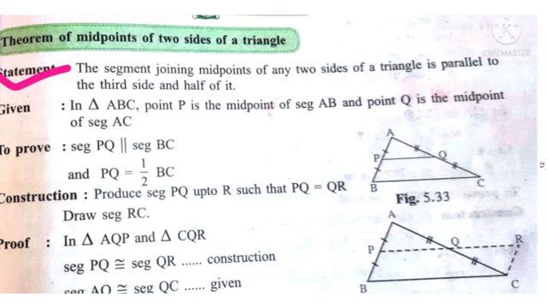The segment joining midpoints, see here, P is midpoint of AB and Q is midpoint of AC, and the segment joining is PQ. This segment is parallel to the third side, means it is parallel to BC and is half of the BC. Means the theorem says that here PQ is parallel to BC and PQ is half of the BC.